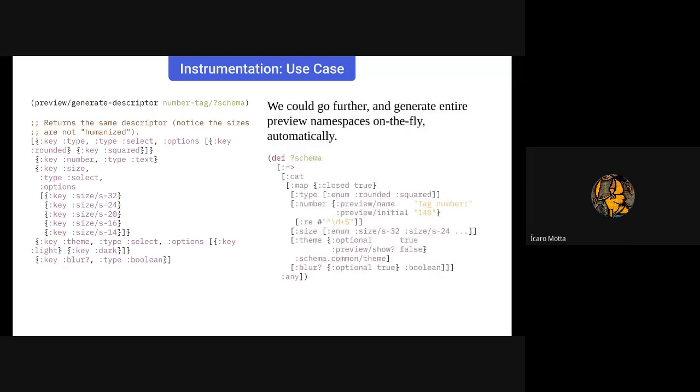Okay, so we could go further. I didn't. And we can actually think of generating entire preview namespaces on the fly and not write a single line. So this is possible. This would be possible if we just allowed the schema to say the name of the field, the human name, and the initial value. This is worth exploring in the future. I didn't, because I only wanted to prove that descriptors can be generated automatically, and it works really well. So yeah, preview initial and preview show are often things that we have to customize, but can be automated.